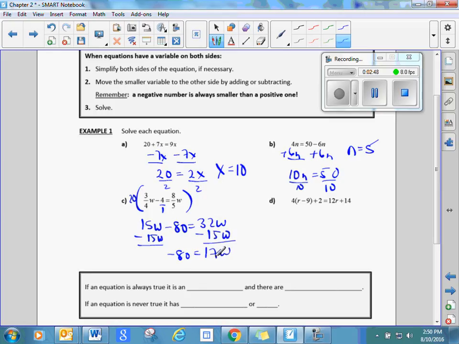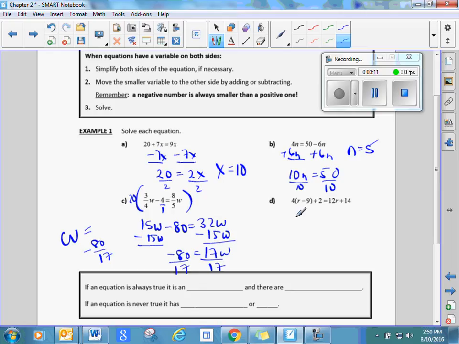Divide both sides by 17, and your answer is going to end up being, I'm writing it over here, w is equal to negative 80 over 17, because that can't be simplified any further. Again, no mixed numbers. All you want to do is take out the common factors in the numerator and denominator, and you leave your answer in improper fraction form.